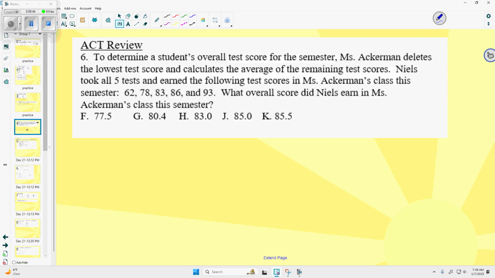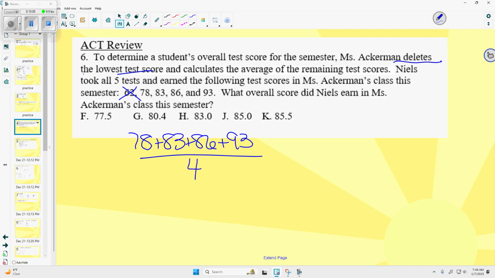Yeah. There you go. Delete the lowest score, so we're getting rid of that. So you need to, at the minimum, tell me what 78 plus 83 plus 86 plus 93 is, because then we need to divide it by 4. Or you could show me that formula. I don't care, but show me some work on this problem to show how you calculated it.